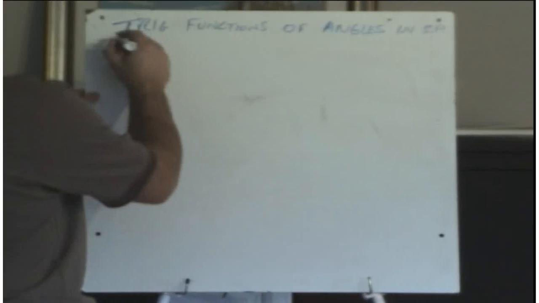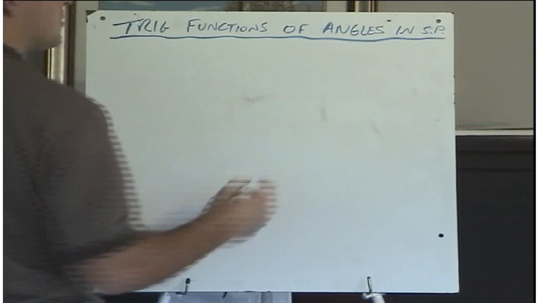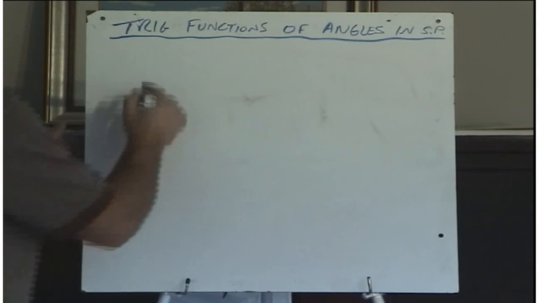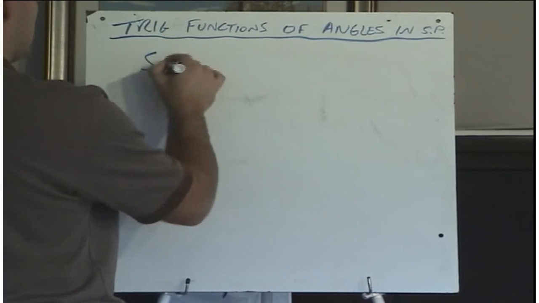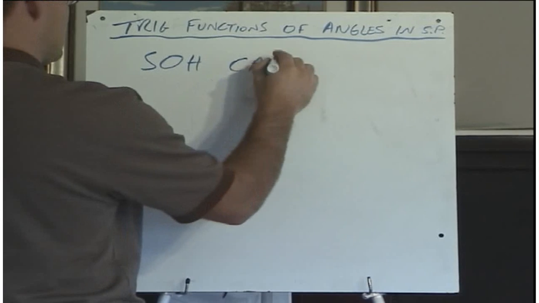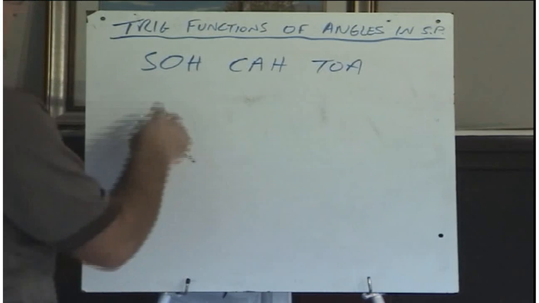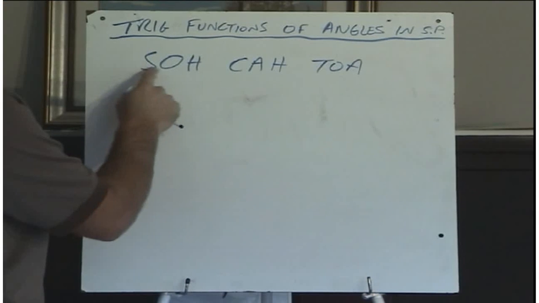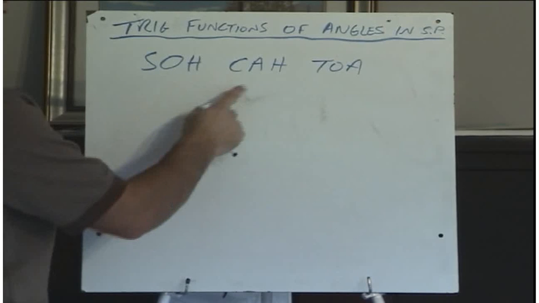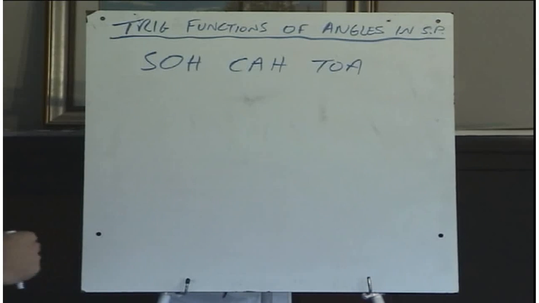Alright, let's look at some of the trig functions of angles in standard position. So hopefully you can remember that the sine ratio is opposite over hypotenuse. The cosine ratio is adjacent over hypotenuse. And the tan ratio is opposite over adjacent. These are things that you should have known already back in Math 9, 10, and a bit in 11.